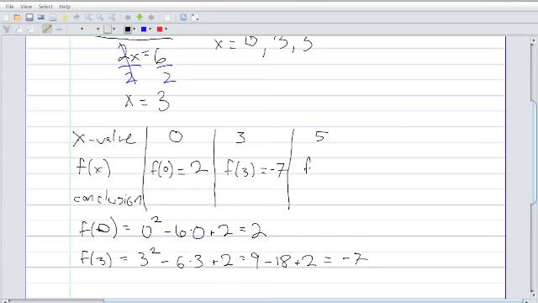And then when x is 5, our f of 5 is going to be 5 squared minus 6 times 5 plus 2, which is 25 minus 30 plus 2. It's going to be negative 3.